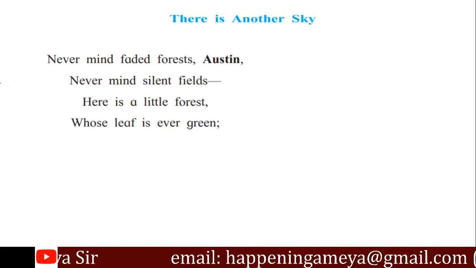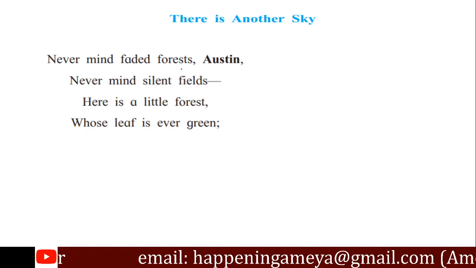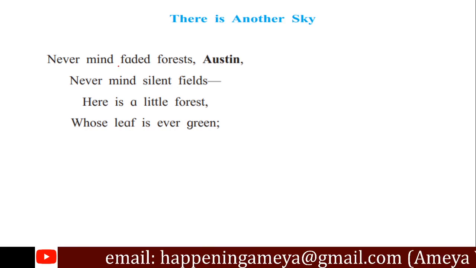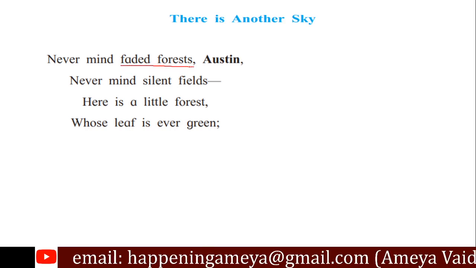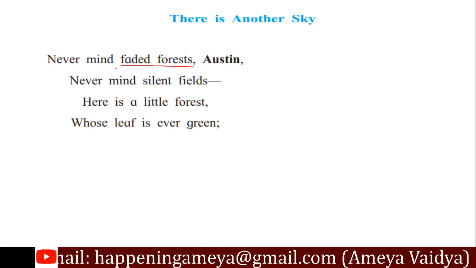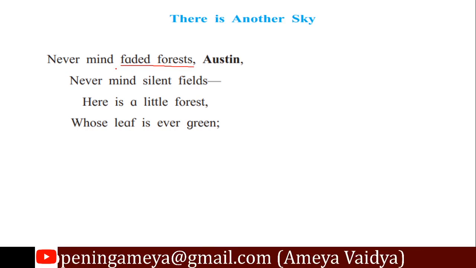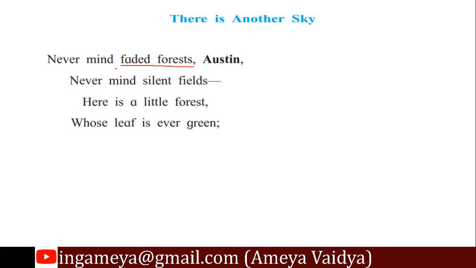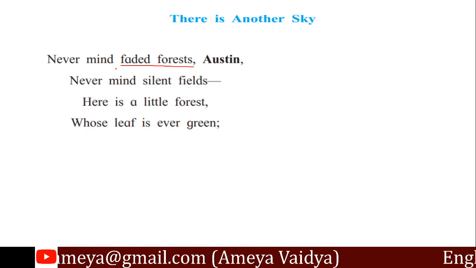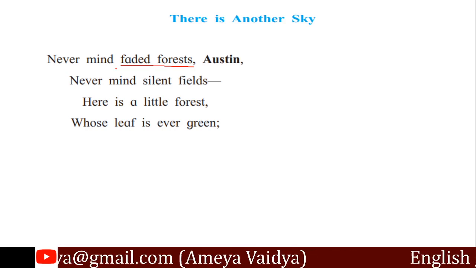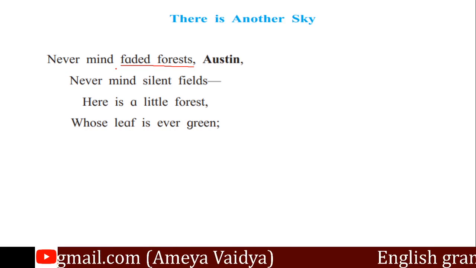Then the poetess says, never mind faded forests, Austin. Now this faded forests reminds me that the poetess has used a lot of imagery here. Now what is imagery? Imagery means using certain objects to signify certain moods. We are going to see this in detail. Do not worry about this at the moment.